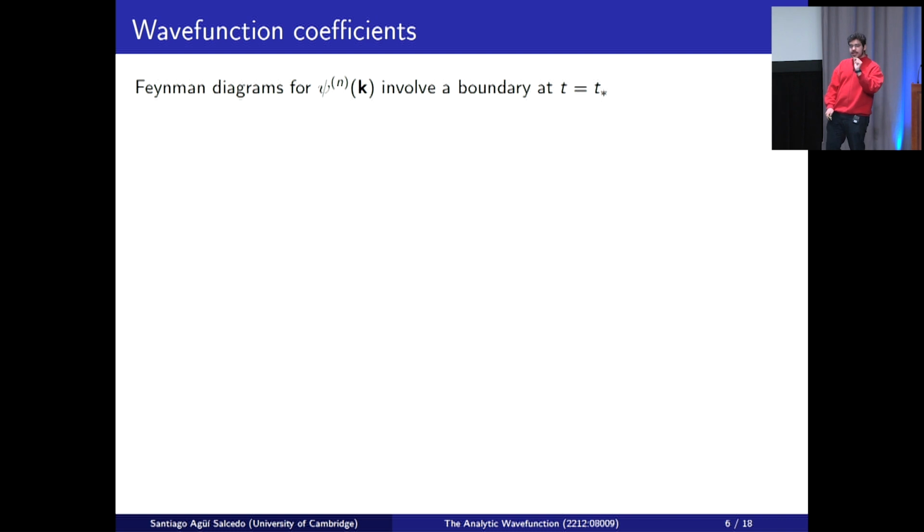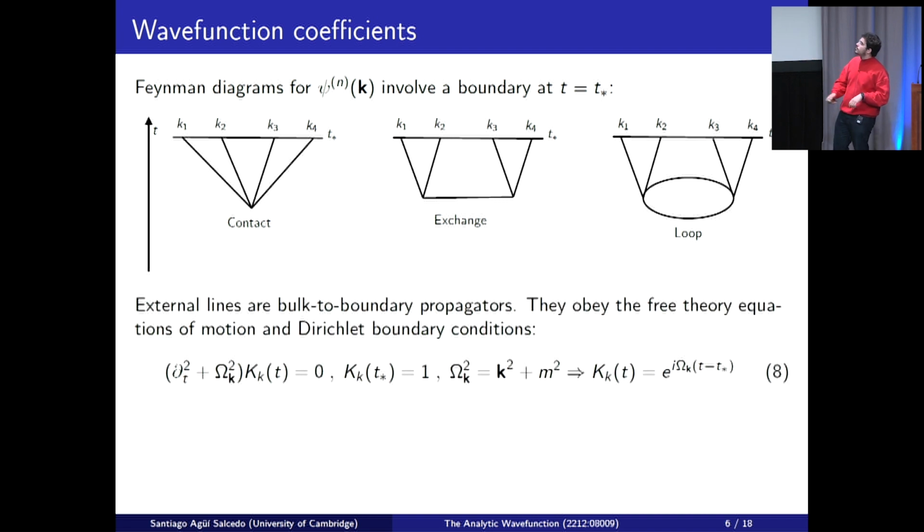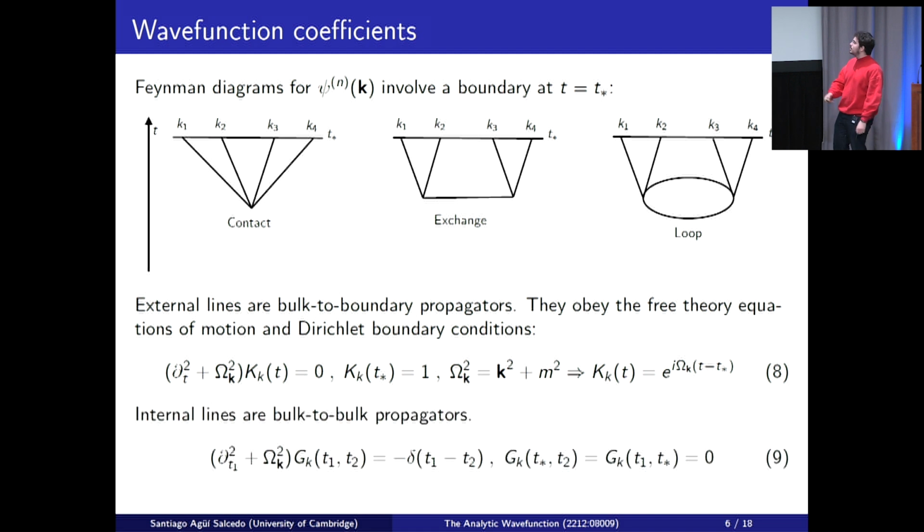The Feynman diagrams are slightly different from the thing that you would see in pop science, because we have this line here that is just the end of inflation, and that's why we have 2 different kinds of lines. We have external lines that go from the boundary to the bulk, and that's why we call them bulk-to-boundary propagators. And we have internal lines, like this one or these 2, that just go from a point in the bulk to a point in the bulk.